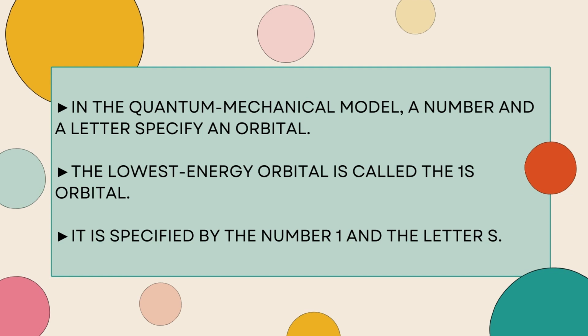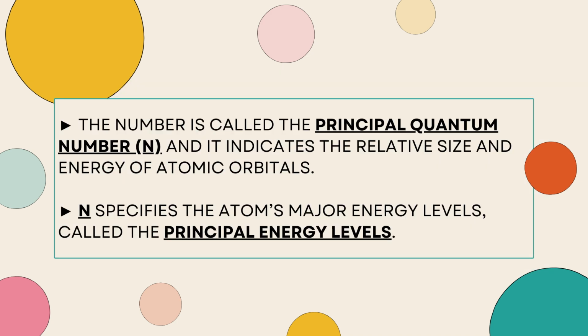The quantum mechanical model. A number and a letter specify an orbital. The lowest energy orbital is called the 1s orbital. It is specified by the number 1 and the letter s. The number is called the principal quantum number, n, and it indicates the relative size and energy of atomic orbitals. n specifies the atom's major energy levels, called the principal energy levels.